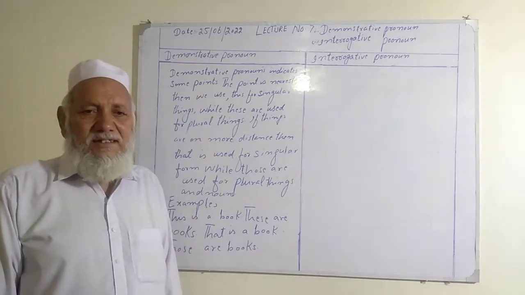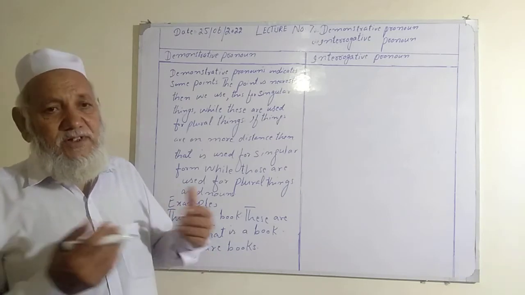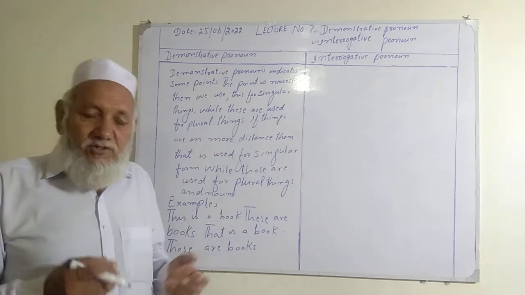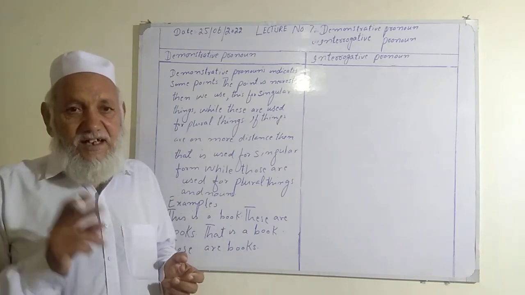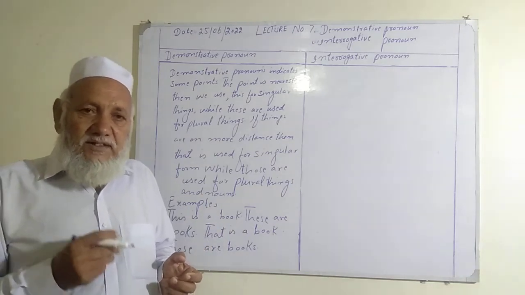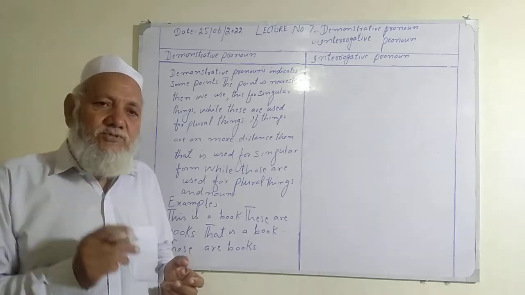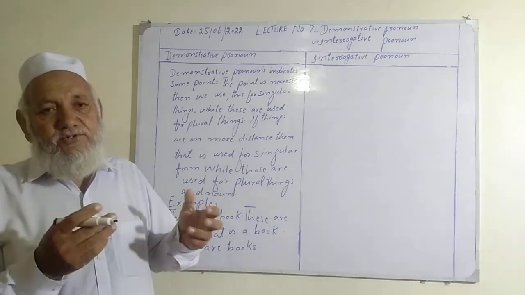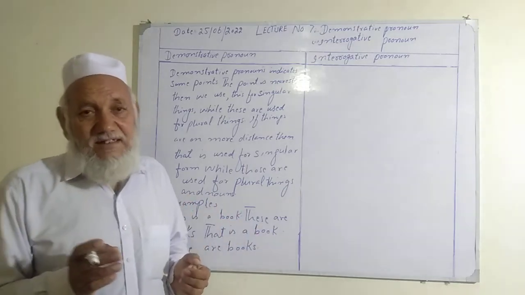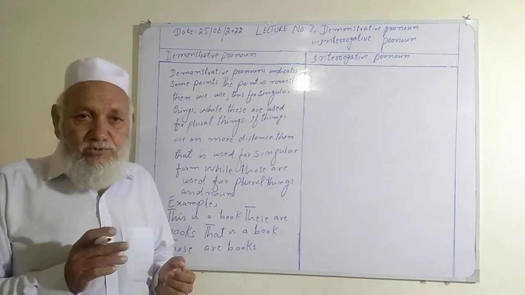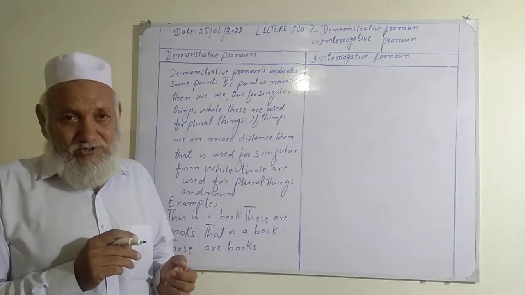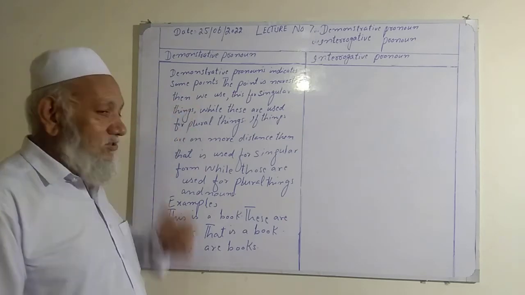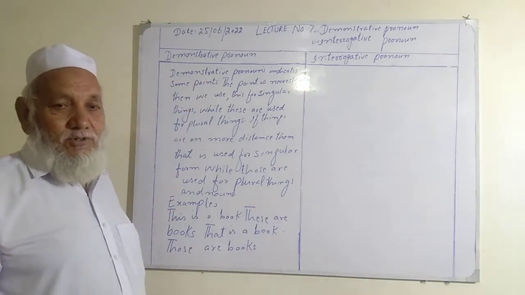There is this for singular form, used when the things are near. And when the things are more than one, we use these. These are books. And when the things are more on distance, there we use that for singular, but when the things are plural, then we use those. So now you are clear. The situation is okay, what is demonstrative pronoun and where demonstrative pronouns are used.